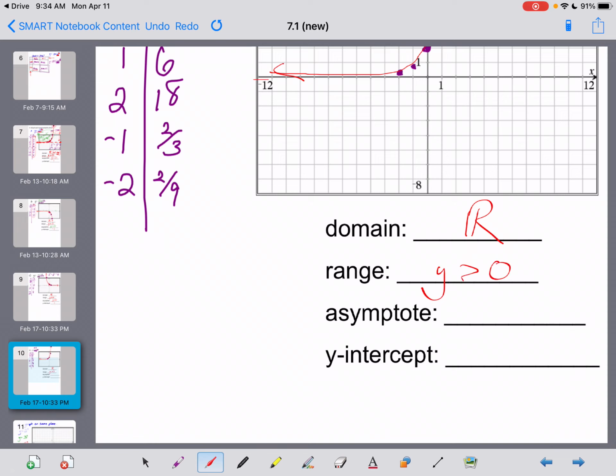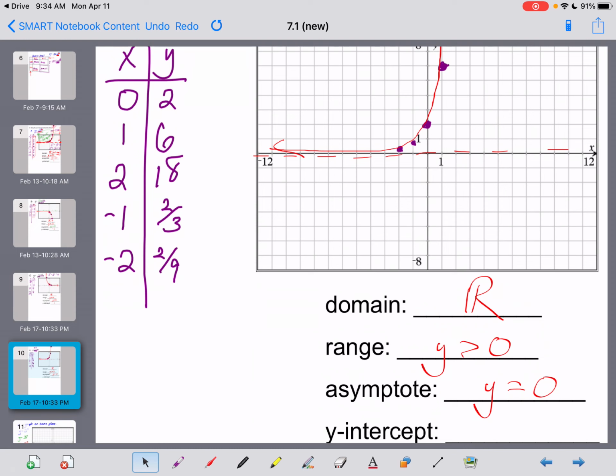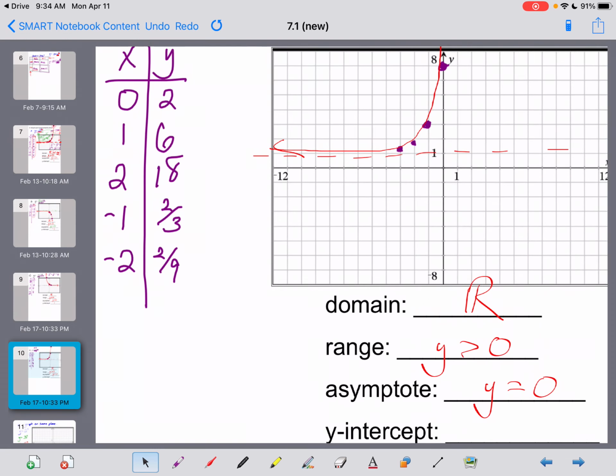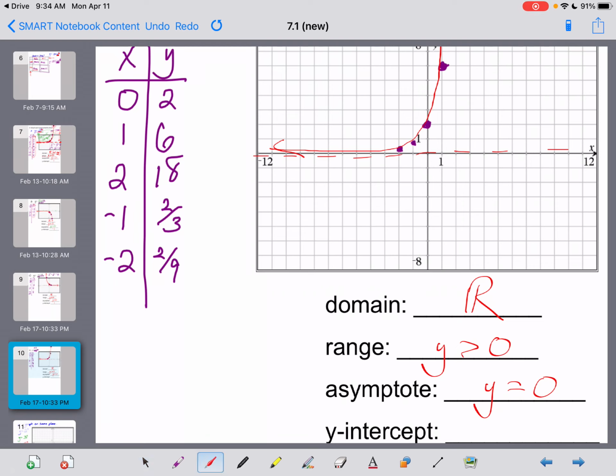Your asymptote, yet again, is the x-axis here. That will change a little bit when we put a plus k at the end of all that later on, but for now, that's still y equals 0. And the y-intercept changed a little bit on this graph here, guys. This thing crossed the y-axis right here at this value of 2.